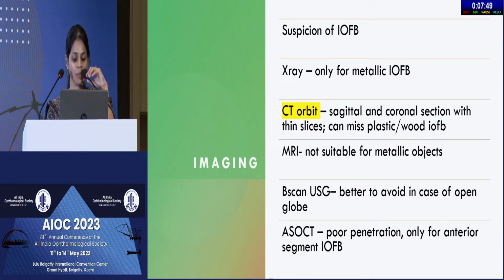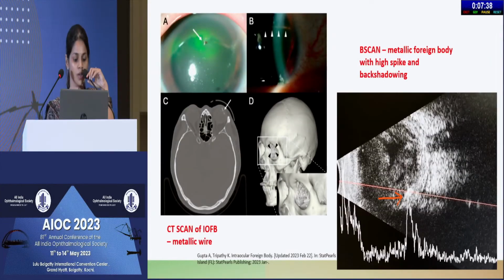An anterior segment OCT can give you an idea of the depth of the laceration, but for IOFB, only something in the anterior chamber can be visualized because of the poor penetration. So here you have an illustration of a corneal tear with a metallic wire which was imaged in a CT scan. This has traversed the lens capsule as well. And here you have a B-scan image where you have a foreign body with a high spike and corresponding back shadowing, so probably a metallic foreign body.